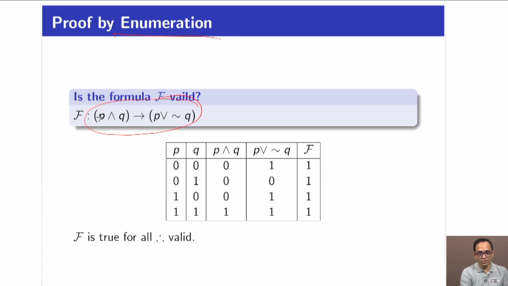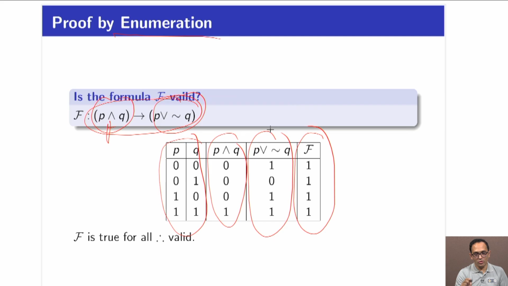Given a formula, I know the semantics of each connector, so I can identify for all possible inputs the value of P and Q, then the value of this part, and then the P implication, the overall formula. And then if I find that for all possible inputs the value is true, that means this is a valid formula. This is called proof by enumeration, but clearly if the number of inputs is n, the number of rows is 2 to the power n. So it is always an exponential algorithm.